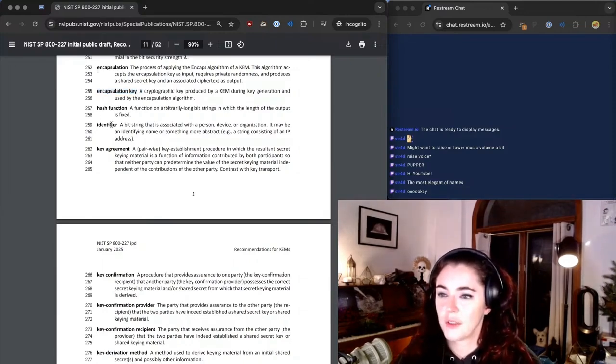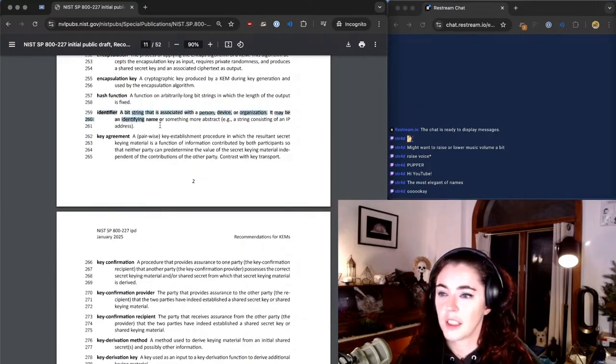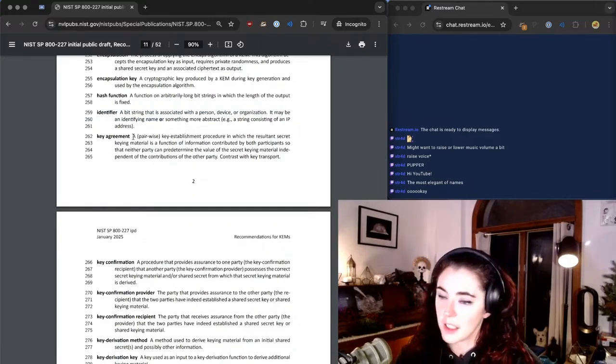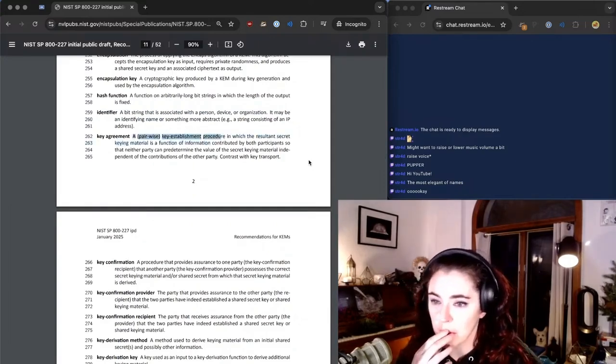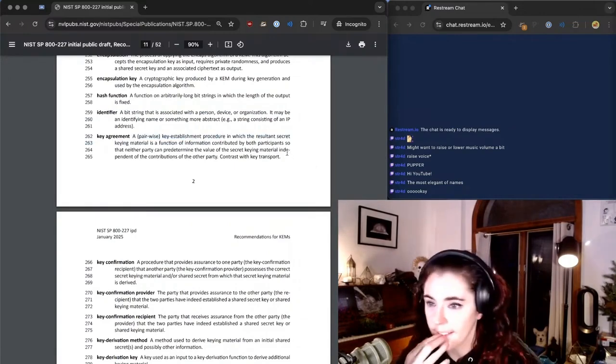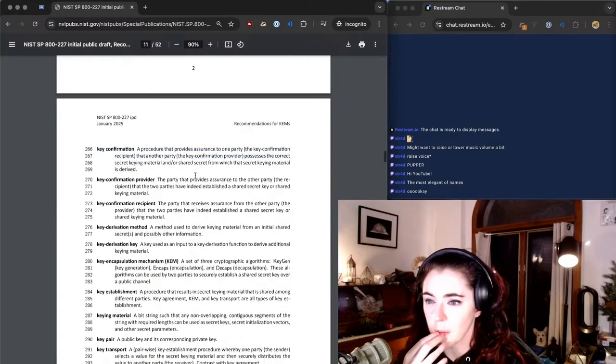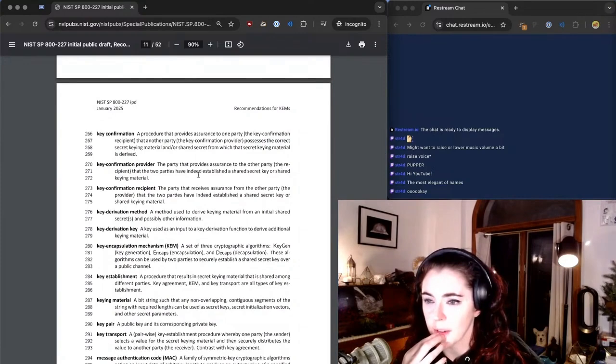Hash function identifier. Oh, this is gonna come in handy. Key agreement, a key establishment procedure. Subclass. This is gonna be interesting because I didn't quite expect this to show up in this document. Procedure provides assurance to one party, then another party. This is the correction. All right, yeah, I can see that. Key confirmation provider. Yeah, okay.